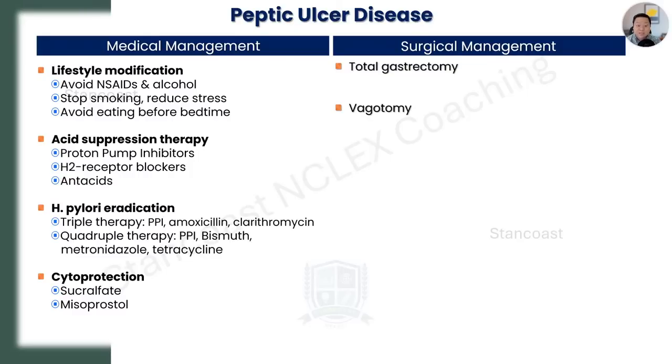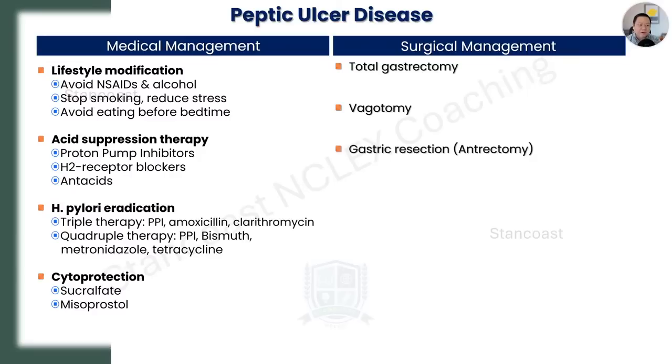And so we know that the vagus nerve can stimulate the release of stomach acid, which can also worsen the ulcers. By severing this nerve, acid secretion is going to be significantly reduced, which will help further prevent ulcer formation.